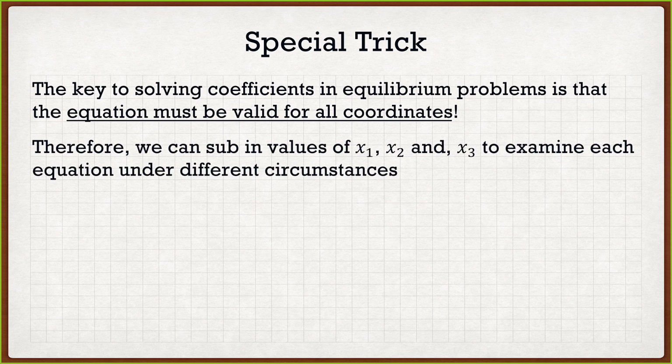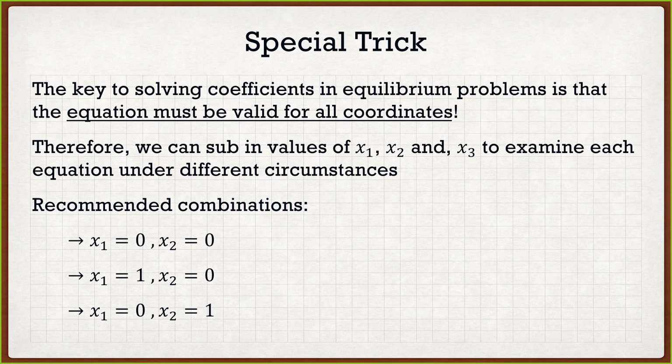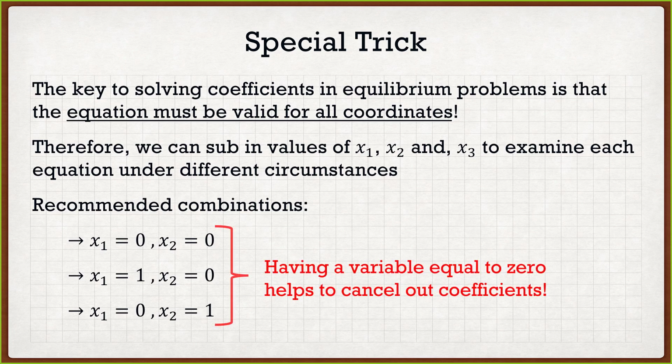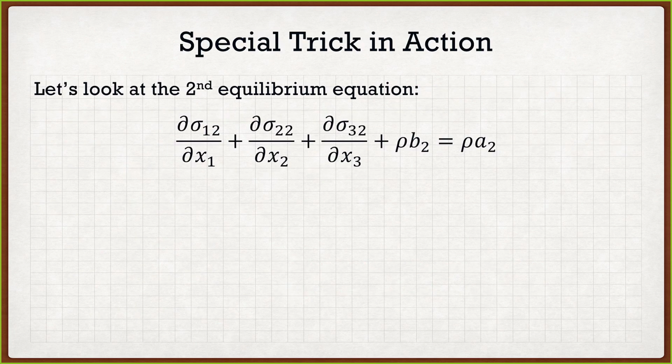So what we're going to do is create our equations of equilibrium, and then substitute different points in to try and solve for those variables, if that makes sense. Some good combinations, of course, are going to be when one of the points is 0, because that starts to cancel a lot of things out. Now, when you look at this, it's pretty confusing, I guess, to see what exactly is happening. So let's go through an example. Let's say we're interested in our second equilibrium equation.